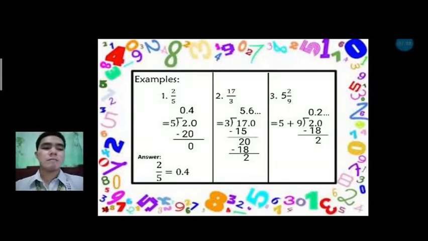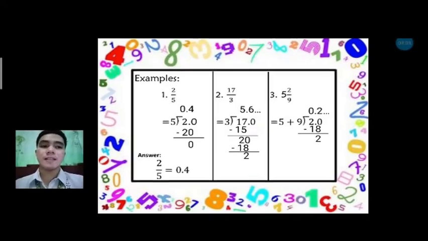How about number 2? 17 over 3. We have to divide 17 by 3. We are able to divide 17 by 3, that is 5, because 5 times 3 is 15. Now we have 17 minus 15, which is 2. Then we are unable to divide this 2 by 3, so we will add 0 as we did on number 1.